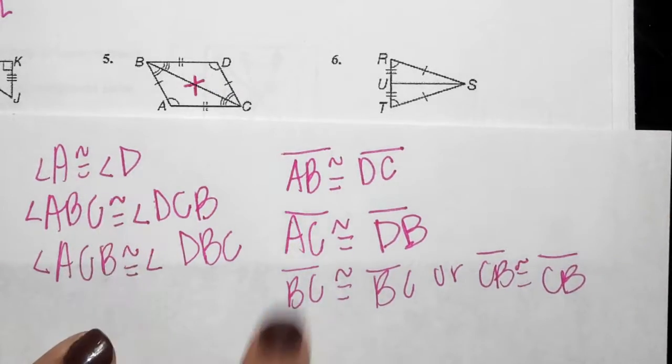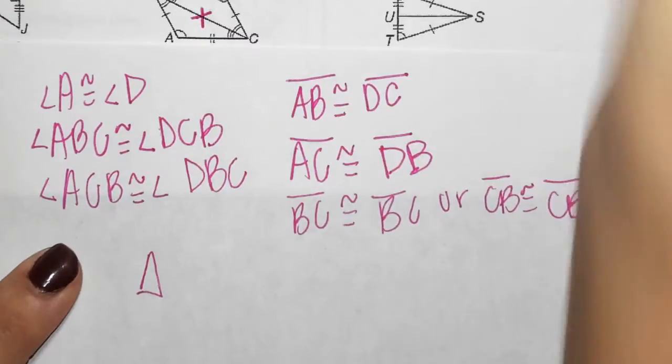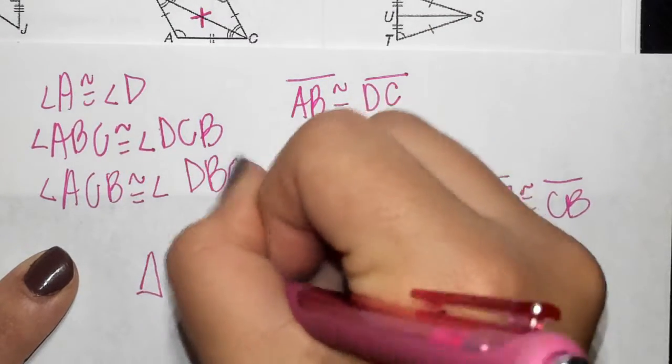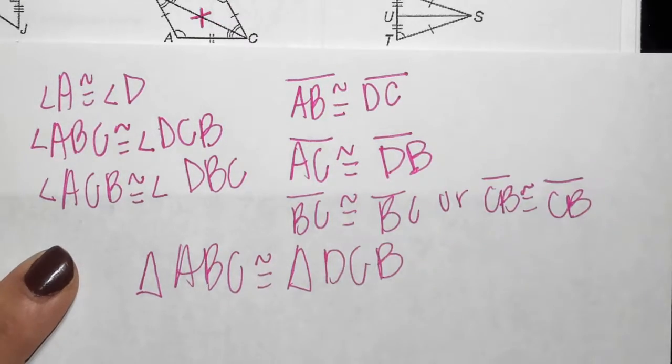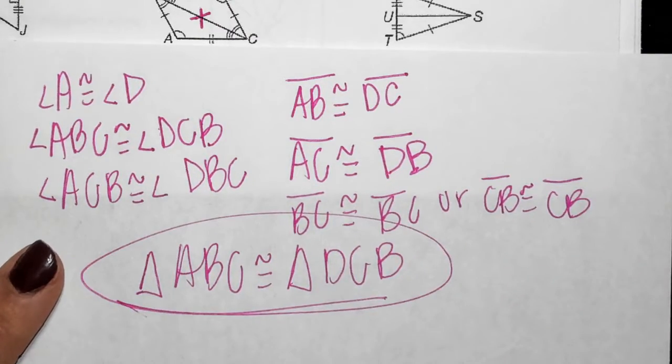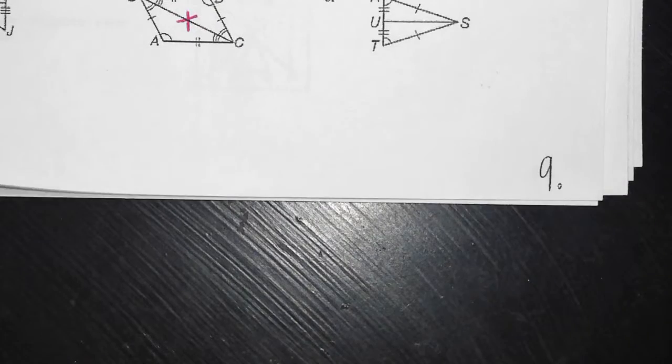So I have 3 angles, 3 sides. So now I can write my congruent statement. Triangle ABC is congruent to triangle DCB. Okay, let's go to the back. I know we didn't finish, but let's go ahead and go to the back.